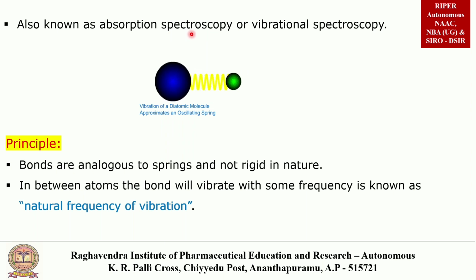Coming to the principle, there are bonds between different atoms. It may be a single bond or double bond or even a triple bond. These bonds are not permanent, that means not rigid. They are always involved in different vibrations or oscillations, which we can observe here. The bond between atoms moves like a spring. This bond will vibrate with some frequency, known as the natural frequency of vibration.